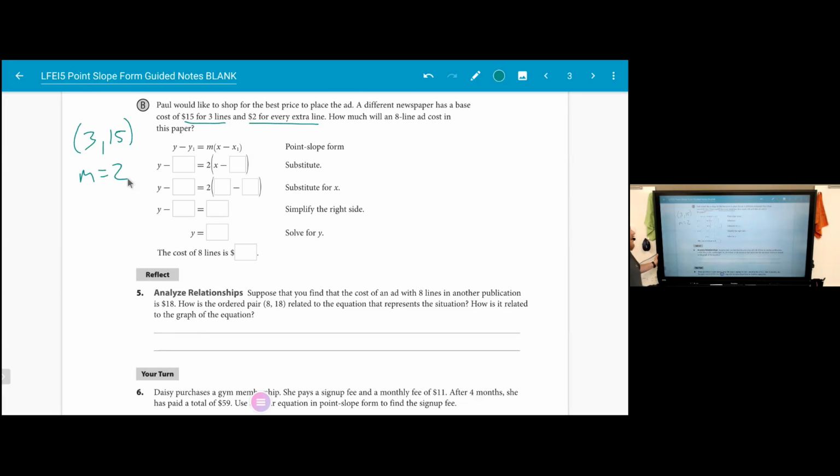We have our point, we have our slope. Y minus 15 equals M, which is 2, times X minus 3. Okay. Now we have what X is. He's still trying to do this 8-line ad. So Y minus 15 equals 2 times 8 minus 3. If we simplify this, 8 minus 3 is 5. 5 times 2 is 10. We add 15 to both sides and we get 25. So for this newspaper, the cost of 8 lines is $25.